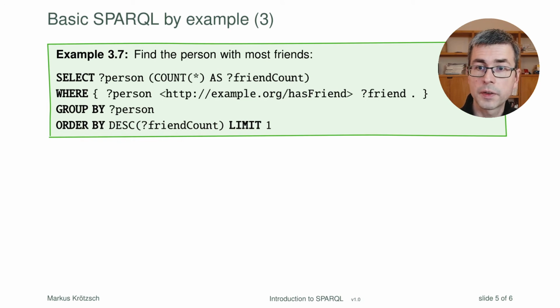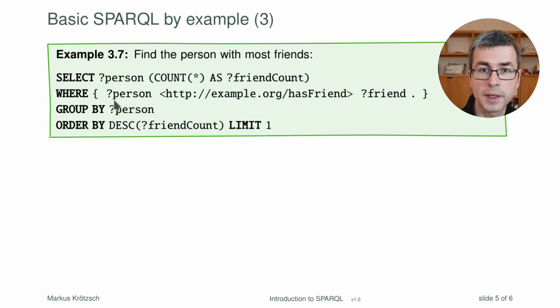Here's another query which shows some further capabilities. So person with most friends. So we want to find who has most friends, at least digitally. For this, we select the person and something which we call friend count, which is the count of all the rows. But in this case, since we have person here on the side, it will behave somewhat differently.